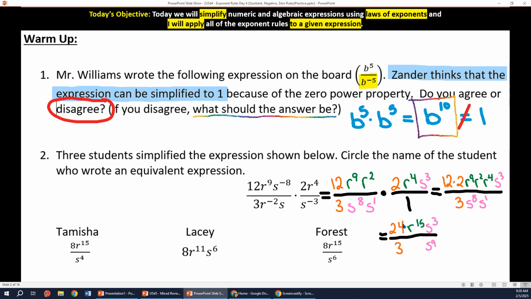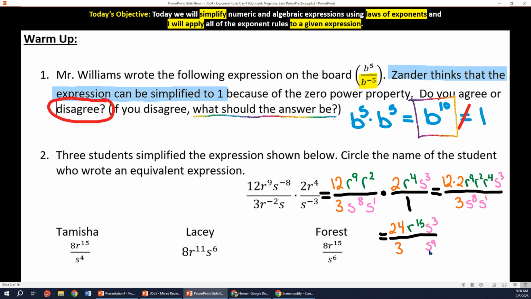So I did 12 times 2 to get my 24 over my 3. 9, 10, 11, 12, 13, 14, 15, r to the 15. And then my s cubed stays s cubed, and on the bottom my 3 stays a 3. S to the 8, s to the first becomes s to the 9th. So then we're going to reduce that 24 thirds. 24 divided by 3 is 8.